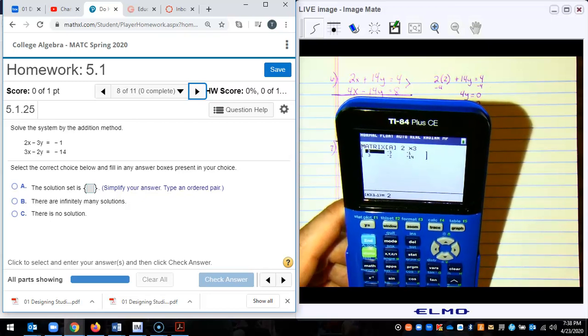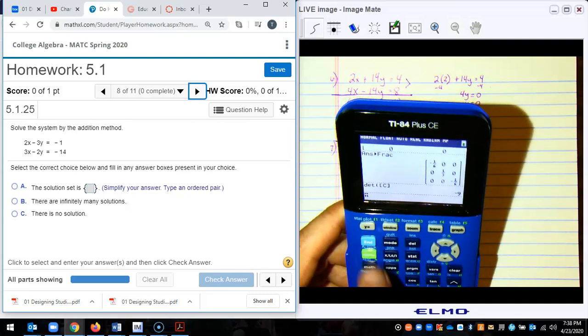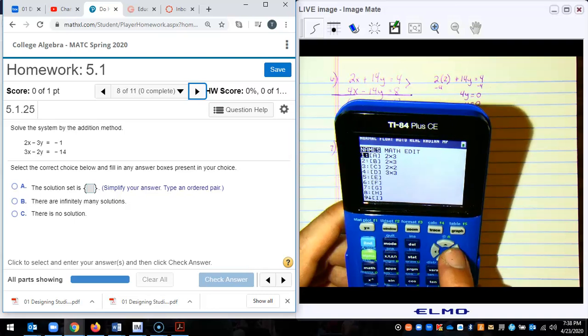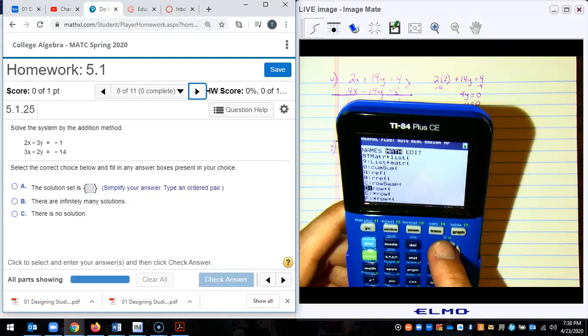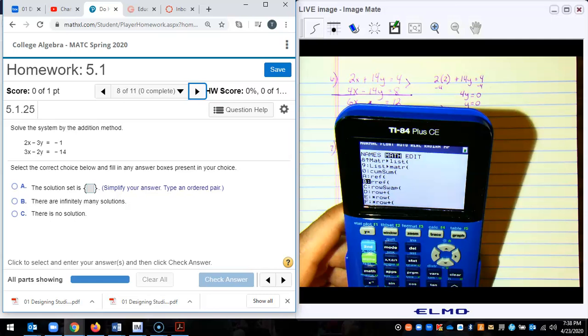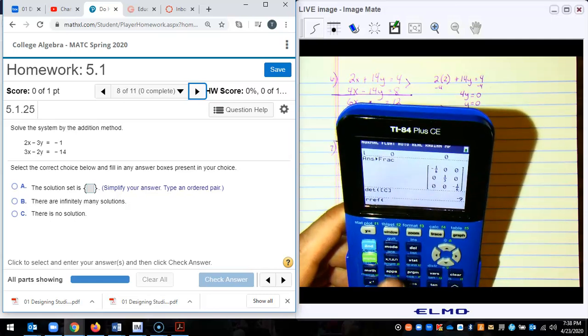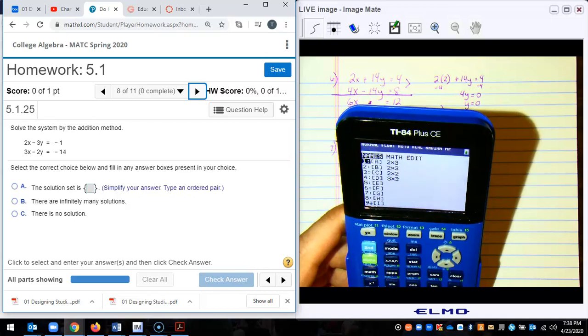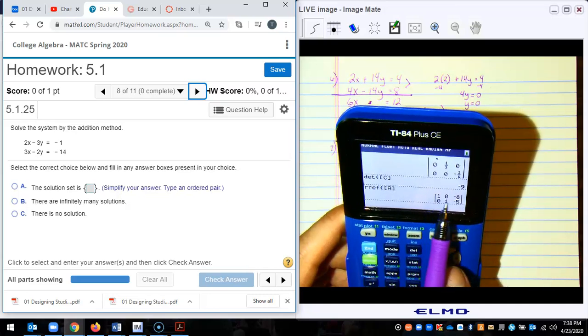So again, we created the matrix. We're going to quit out of the matrix, go back to the matrix catalog, and go to math. We're going to arrow up till we come across the operation called RREF. We are going to select then the matrix, go back into the matrix area, and select the matrix A by name, matrix 1, hit enter, and there's my solution. Remember that x equals -8, y equals -5.